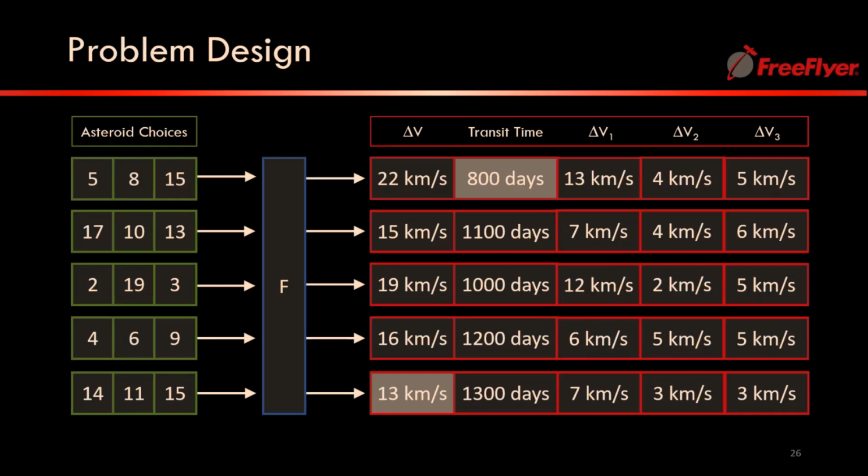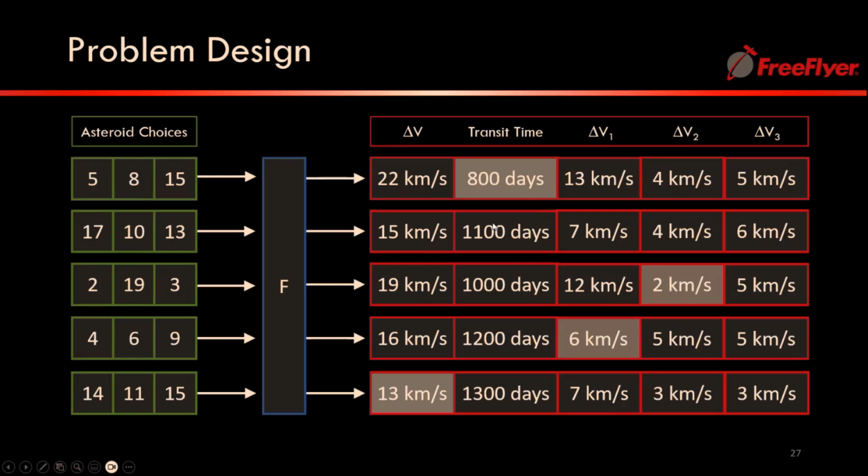Now, again, all we really care about at the end of the day is total delta V and total transit time. But when it comes to the multi-objective optimizer figuring out new ways to advance the Pareto front, it may be beneficial to look at some of these other sub-objectives. Specifically, solution number 4 in the list here, like we said before, is dominated by solution number 2 for our total delta V and transit time objectives.